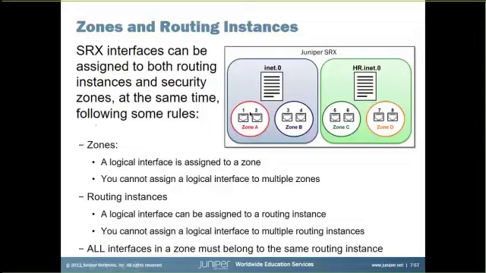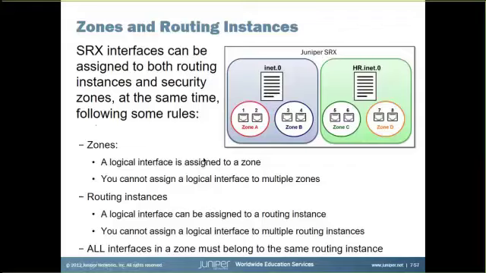So if these two interfaces belong to zone A, and port 1 belongs to this routing instance, in this case the master routing instance, inet.0, then this other interface that is part of the same zone has to be part of the same routing instance, the same routing table. To make it a little bit more clear, I have some examples here.